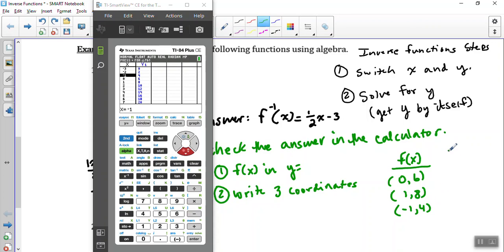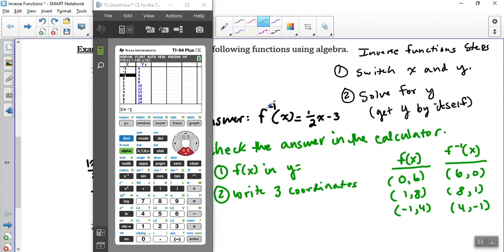Okay, now what I'm gonna check in my calculator to see if I did my math right is, for my inverse function, my inverse function should have the same coordinates, except they need to be switched. If 0 goes to 6, the 6 has to go to 0. 8 has to go to 1. And then 4 has to go to negative 1. Okay, so if all these coordinates get switched, I know that then I did my math right.